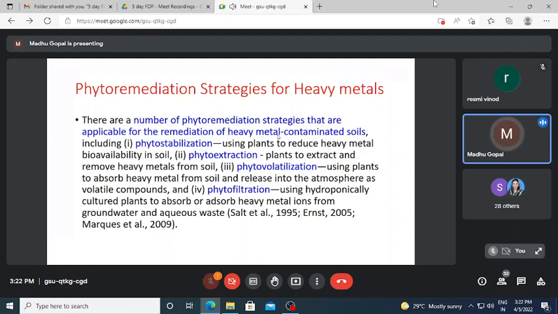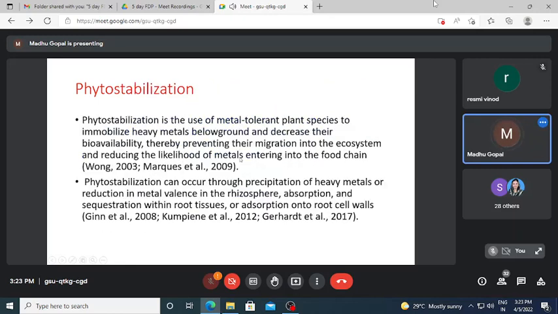Then there are several phytoremediation strategies for heavy metals. Some of these terms were discussed in the case of organic chemicals also. We have phytostabilization, phytoextraction, phytovolatilization, phytofiltration. Four strategies are there. But among these, phytoextraction is the most suitable for plants. It is the strategy which plants use to extract and remove heavy metals from soil. Other methods are also efficient, but this is more efficient than the other strategies.